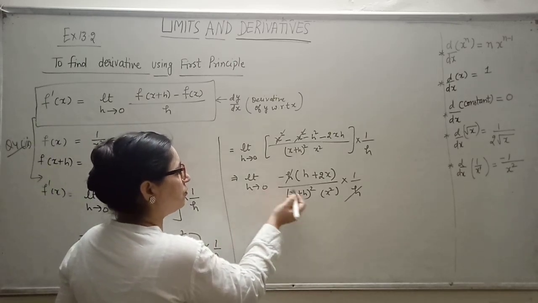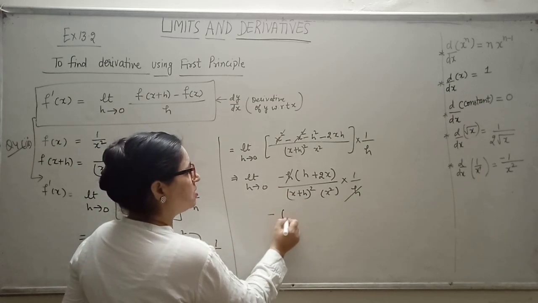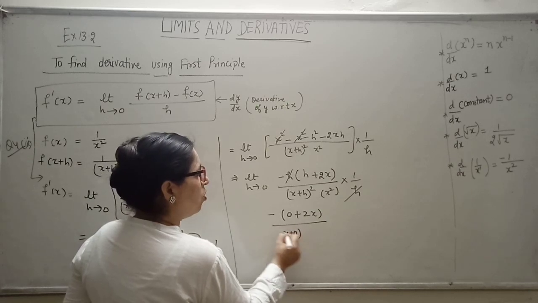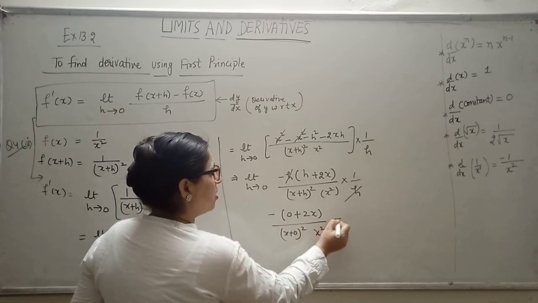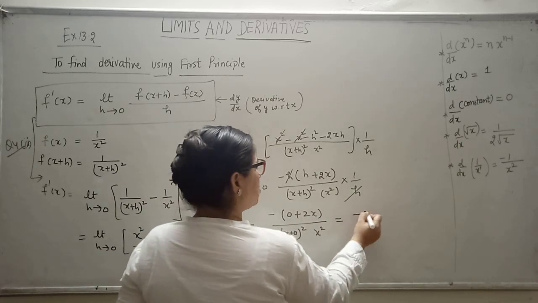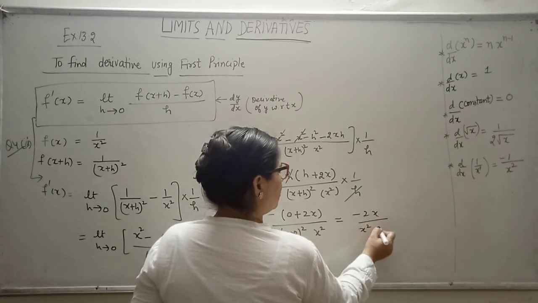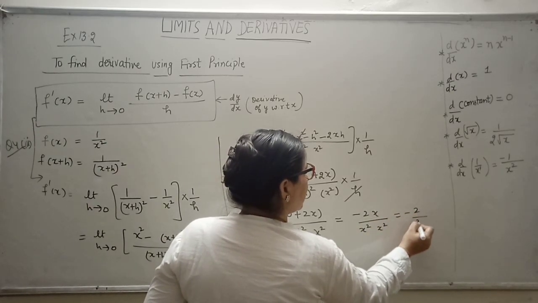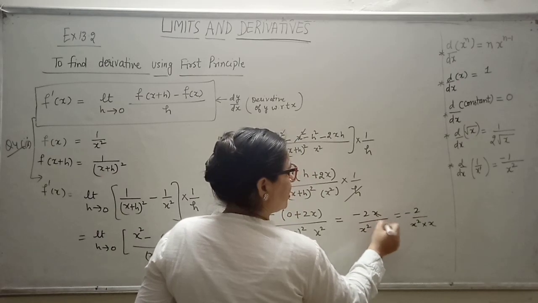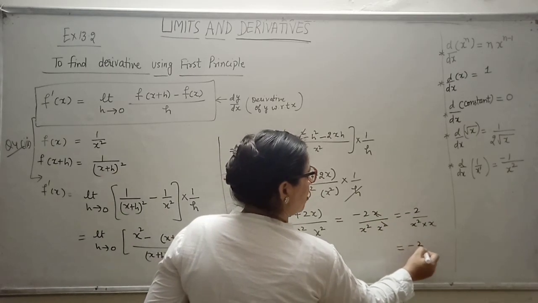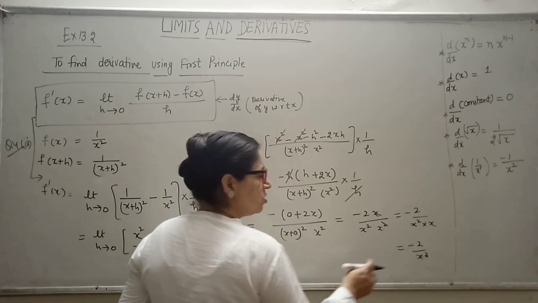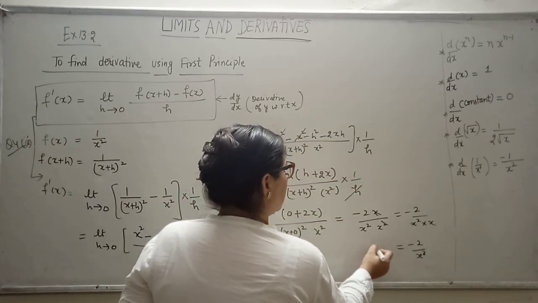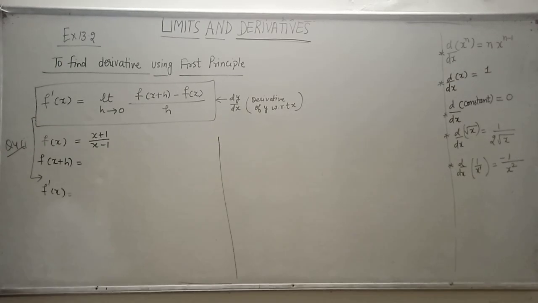So now put the value of this limit. So this is minus 0 plus 2x upon x plus 0 square into x square. So it would become minus 2x upon x square into x square. One x will be cancelled. So minus 2 into x square into x. This will be cancelled now. So this is minus 2 upon x cube. So this is your answer. This is the derivative of your f. You can see this is f.